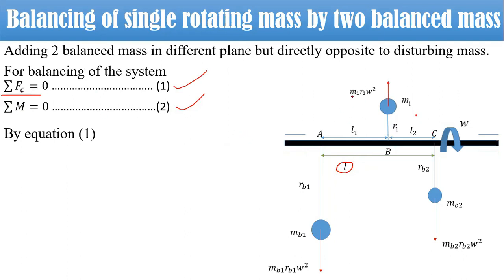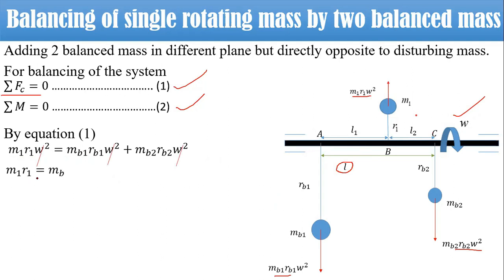So we can say that this force will be equal to the summation of this and this. So by equation 1 we can say m1 r1 omega square is equal to mv1 rv1 omega square plus mv2 rv2 omega square. Omega is the same for all three masses, as all three are connected with the same shaft and the shaft is rotating with angular velocity omega. So omega square will be cancelled, and here m1 r1 will be equal to mv1 rv1 plus mv2 rv2. This is equation number 3.